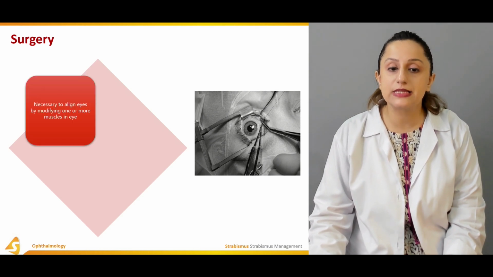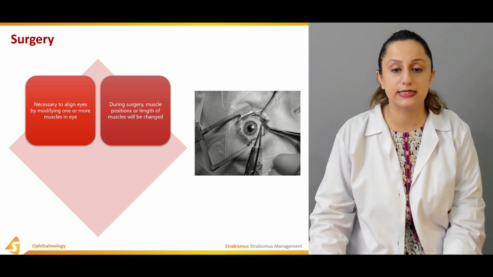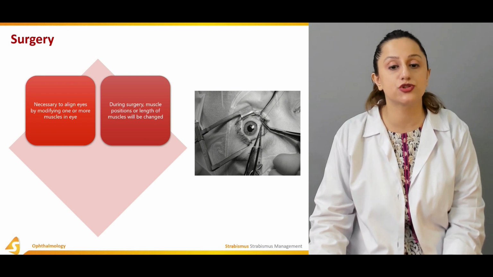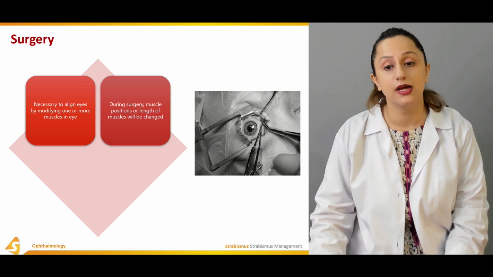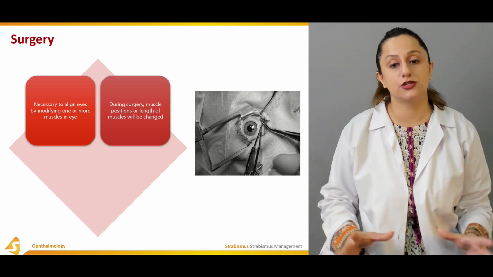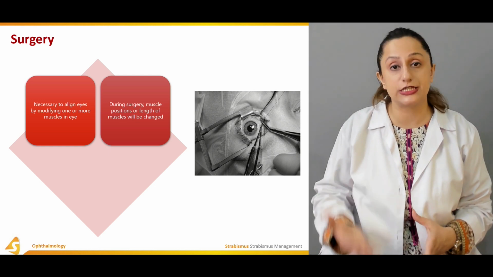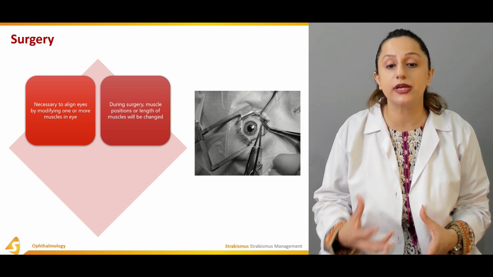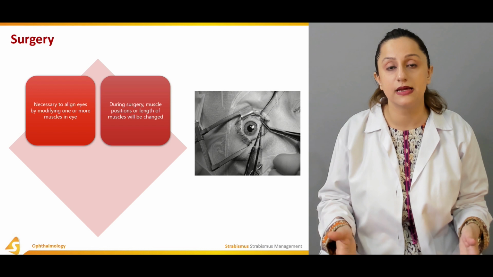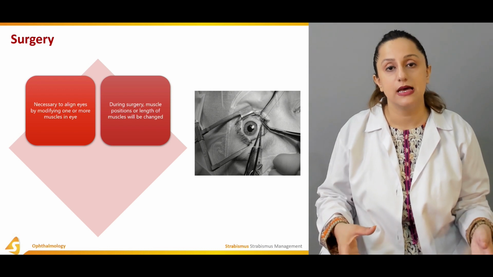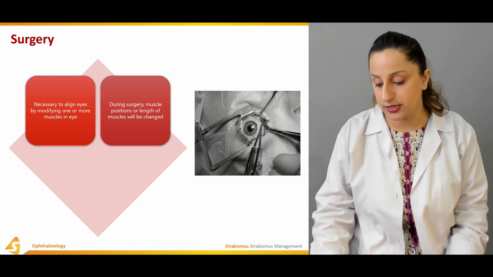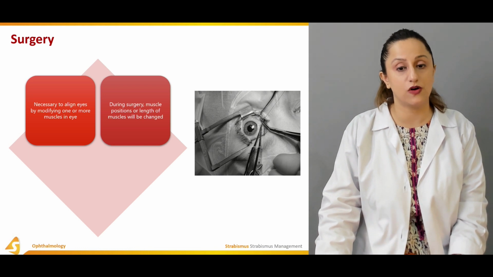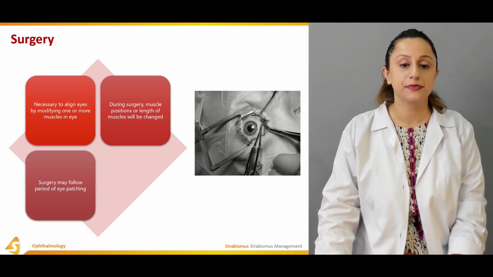Surgery is necessary to align the eyes by modifying one or more of the muscles in the eye. During surgery, muscle positions or the length of the muscles will be changed. So this is what we are going to alter, whether it is to strengthen the muscles or to position the muscles and look at the length of the muscles, whenever we have these cases of strabismus at hand.